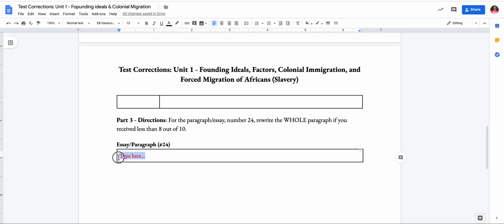You would rewrite the entire thing here and use the notes that are on the test itself. I've asked a bunch of questions when I graded it to help you flesh out what you need to do in order to provide a more proficient response.